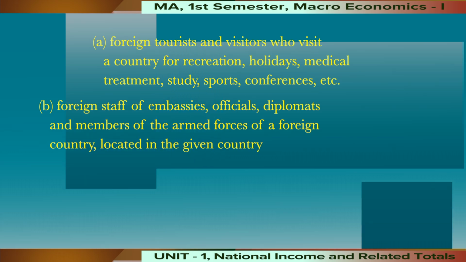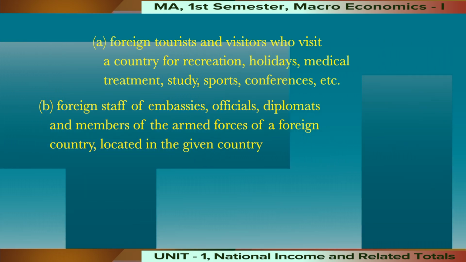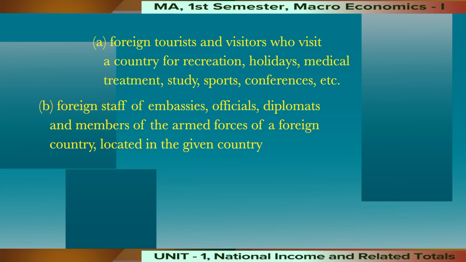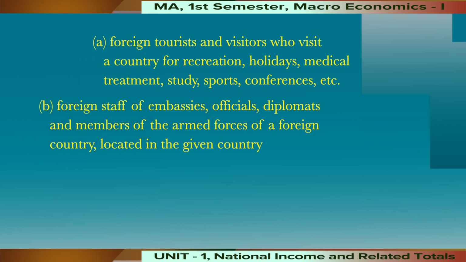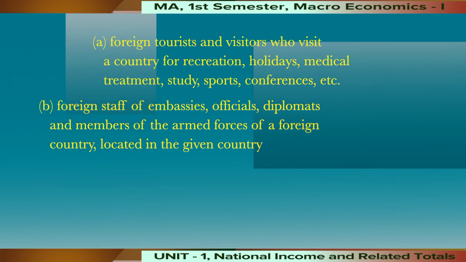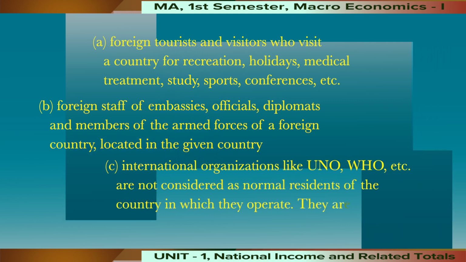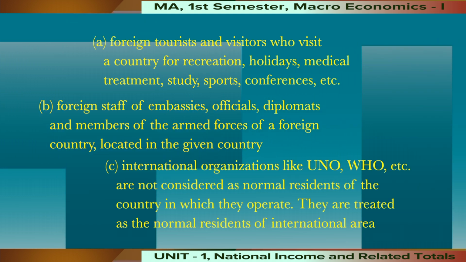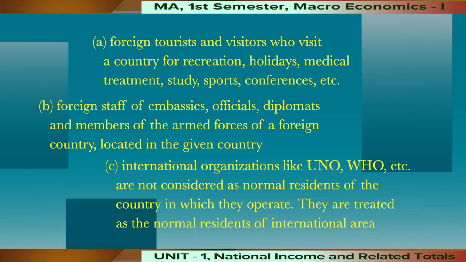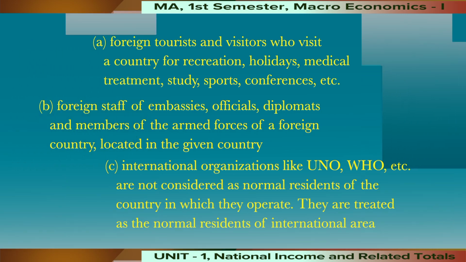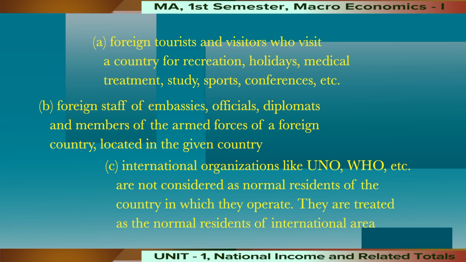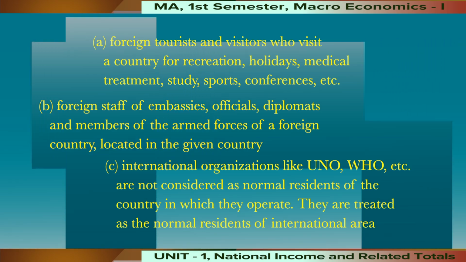Second, foreign staff of embassies, officials, diplomats, and members of the armed forces of a foreign country located in the given country. Third, international organizations like UNO, WHO, etc. are not considered as normal residents of the country in which they operate. They are treated as normal residents of the international area.